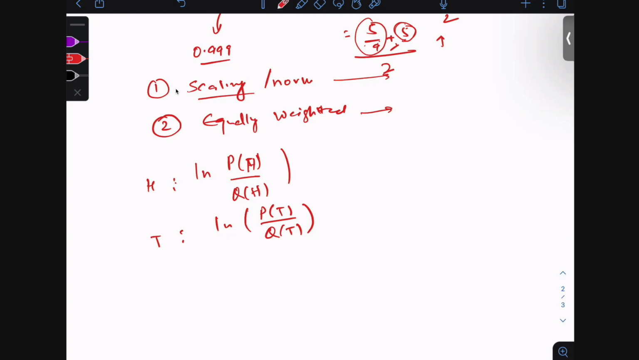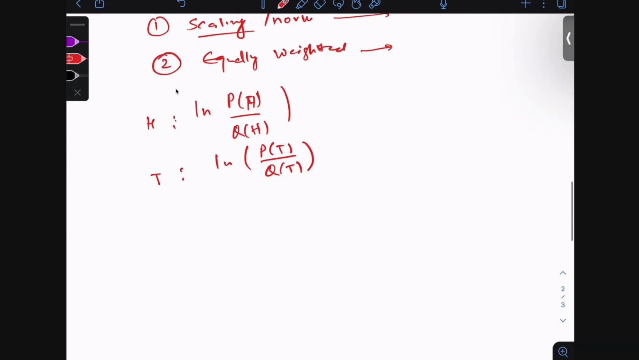Now let's see what we should do about the second problem. Equally weighted was also not right. So scientists thought that if equally weighted is not right, then what should the weight be? The weight should be proportional to what? Proportional to the probability of getting that event. So what KL divergence finally boils down to is a formula.